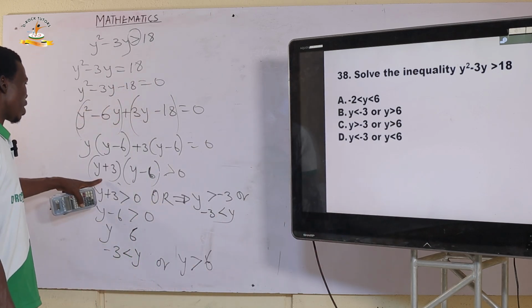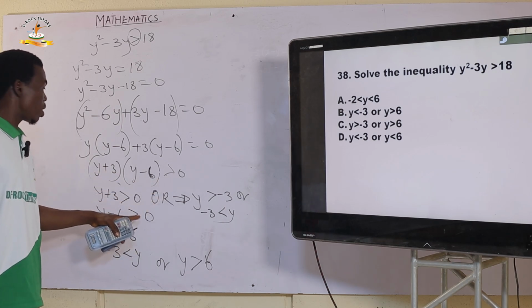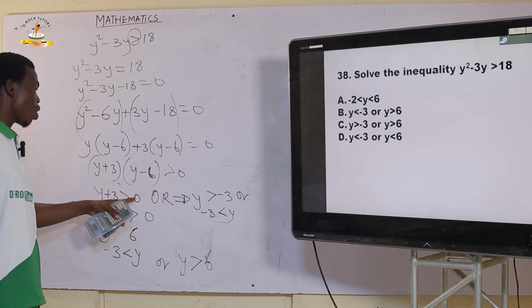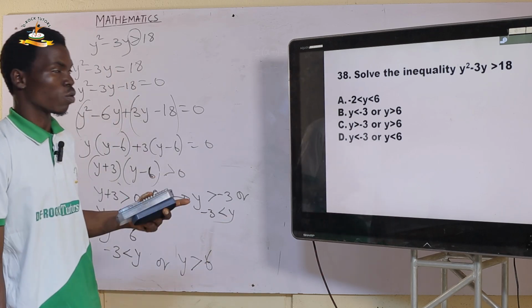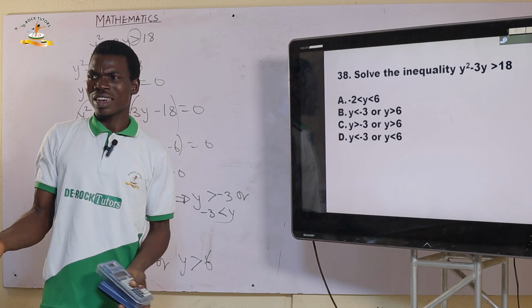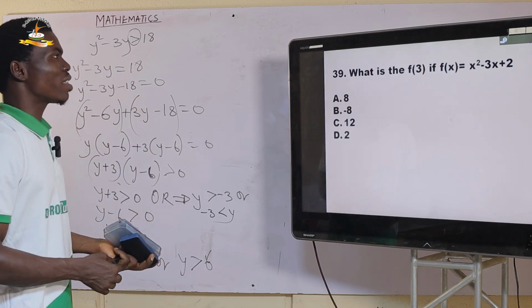Y is either greater than minus 3 or y is greater than 6. So the correct combination that gives us the result is option C. Next. So question 39, what is f of 3?